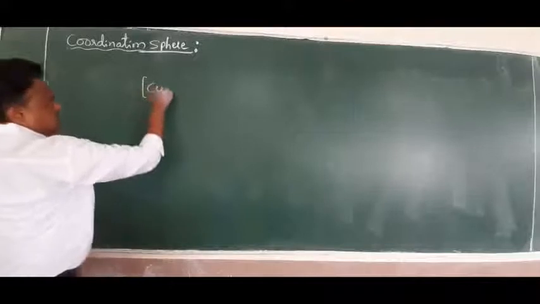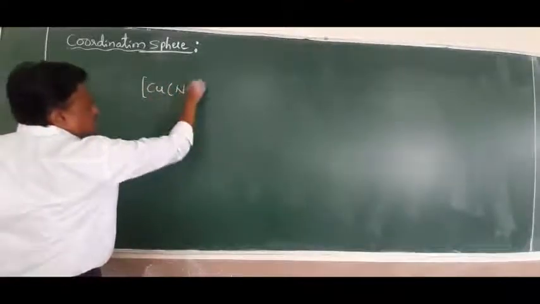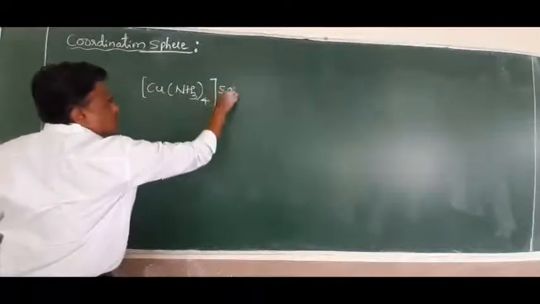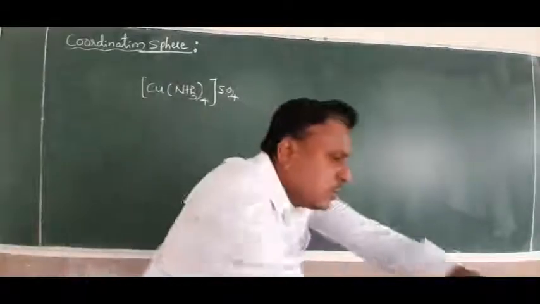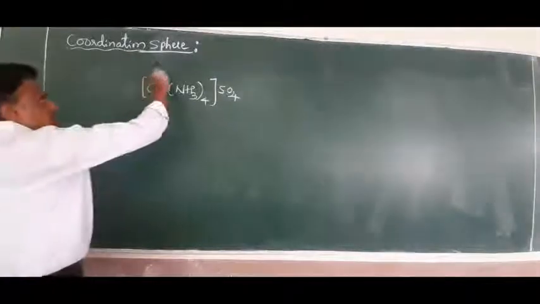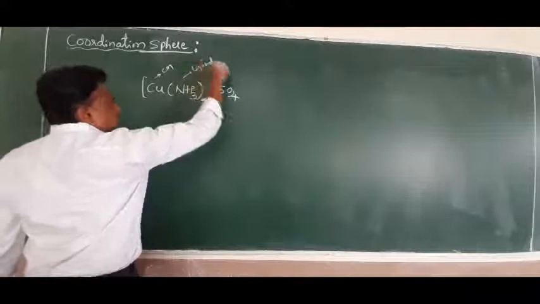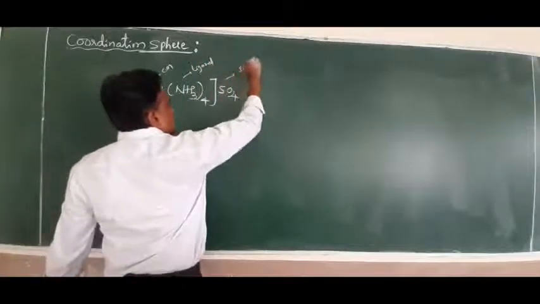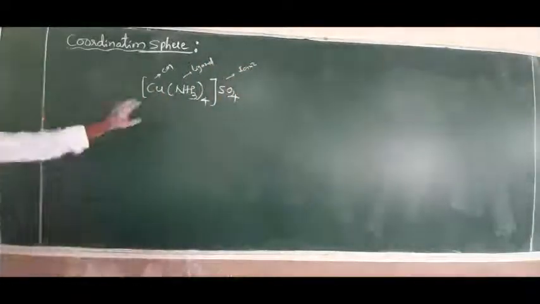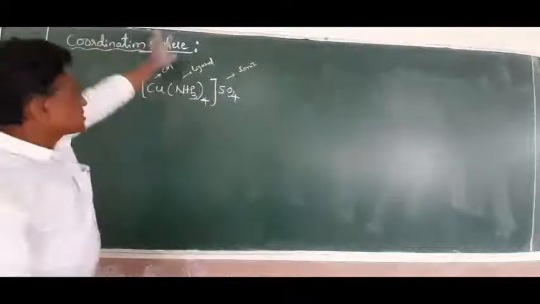Let's take an example from our syllabus: Cu(NH3)4 SO4. This is the best example, Cuprammonium Sulfate. So here, friends, this is the central metal, this is your ligand, and this is your ion, apart from the coordination sphere. Here, what is a coordination sphere?